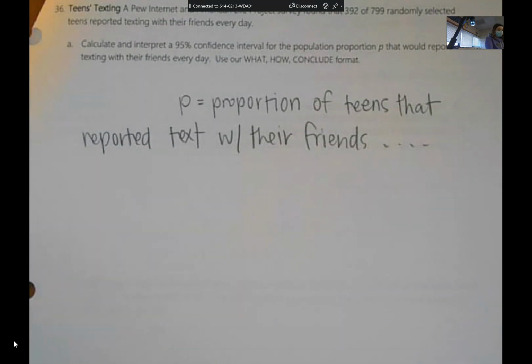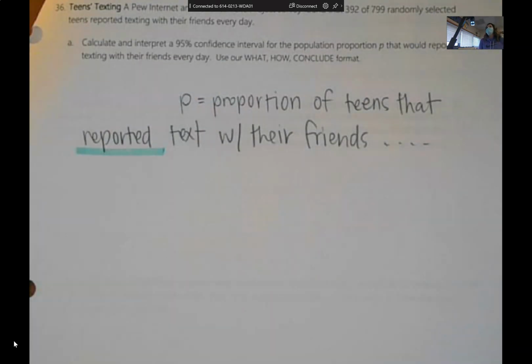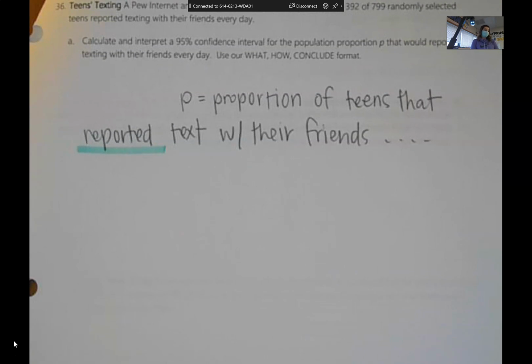Okay, so now I'm going to tell you the problem. It is the word "reported." See if you can figure out why this statement is not true, that we're trying to estimate the proportion of teens that reported that they text with their friends every day. Give you about 20 seconds.